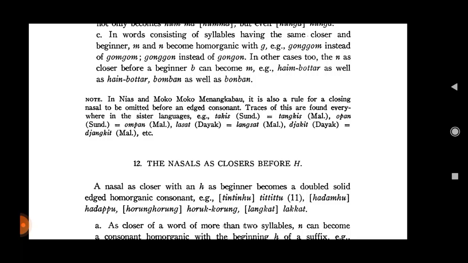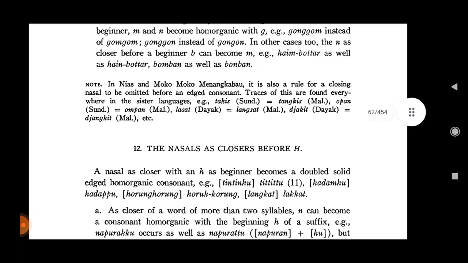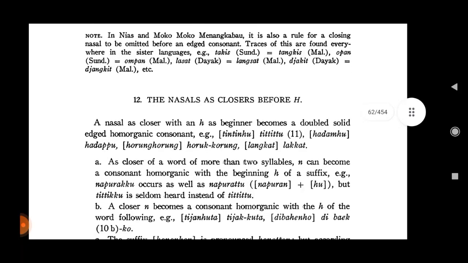In words consisting of syllables having the same closure and beginner, M and N become homogenic with G, e.g. gom instead of gom, gongon instead of gongon. In other cases too, the N as closer before a beginner can become M, e.g. Haim Batak as well as Haid Batak, Bomban as well as Bonban. Note, in Dias and Moko Menangkabau, it is also a rule for a closing nasal to be omitted before an H consonant. Traces of this are found everywhere in the sister languages, e.g. Takis Sunda Tangkis Mal, Opan Sunda Ompan Mal, Lasat Dayak Langsat Mal, Jakit Dayak Jangkit Mal, etc.